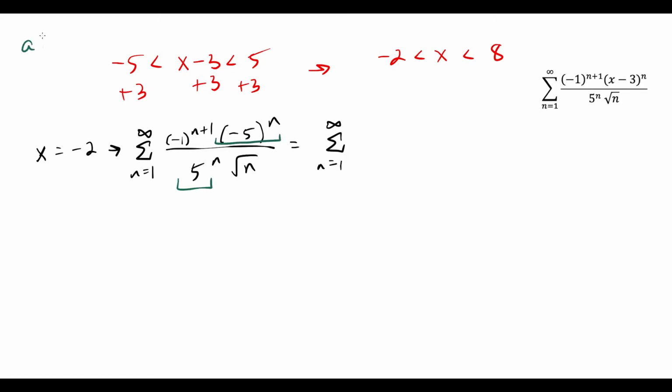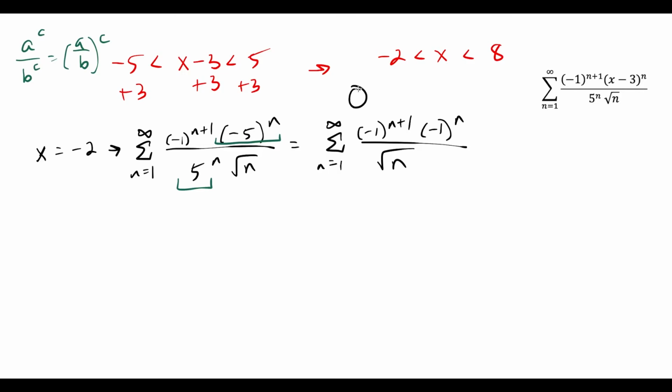Just know anytime you have something like a to the c over b to the c, you could call this a over b to the c power. So that's the technique I want to use here. So far we have negative 1 to the n plus 1, but if we use this rule of algebra, negative 5 divided by the base 5 here is going to give us negative 1 to the n power, and we're dividing by root n.